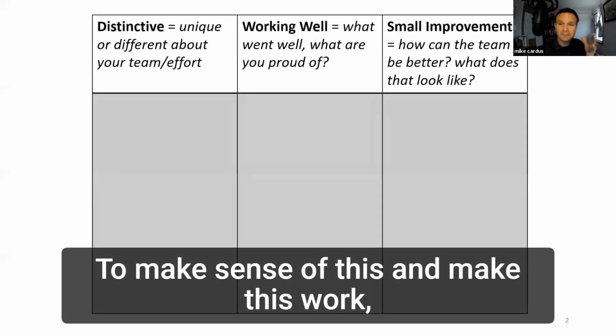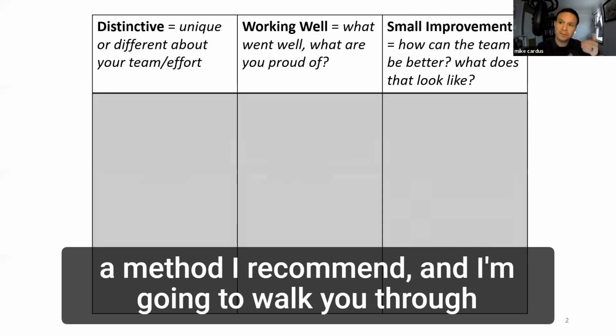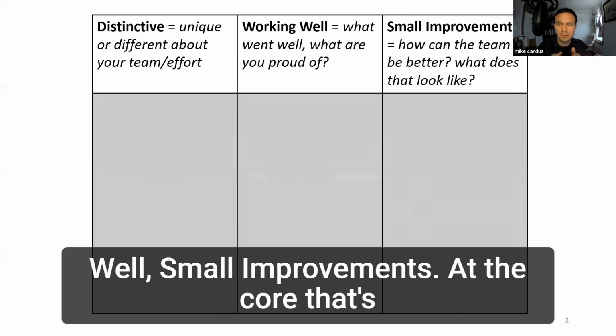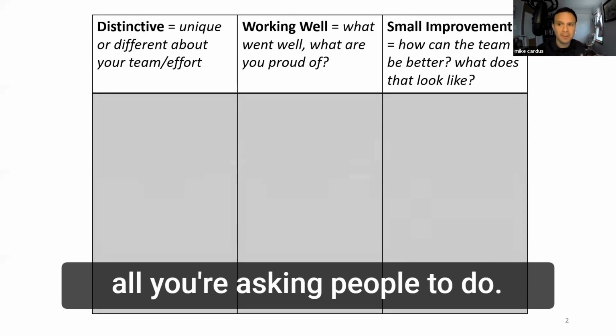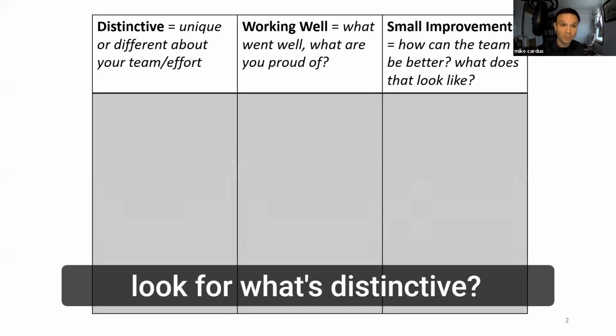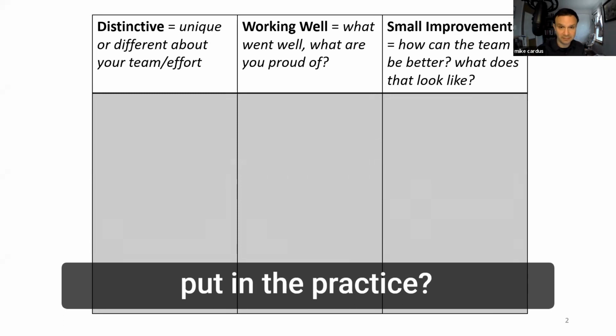To make sense of this and make this work, the method I recommend, and I'm going to walk you through today, is called Distinctive Working Well Small Improvements. At the core, that's all you're asking people to do: go out in their environment and look for what's distinctive, what's working well, and what small improvements they can put into practice.